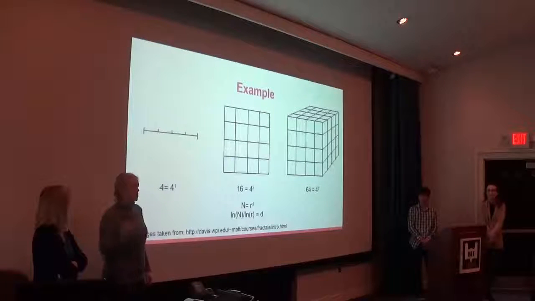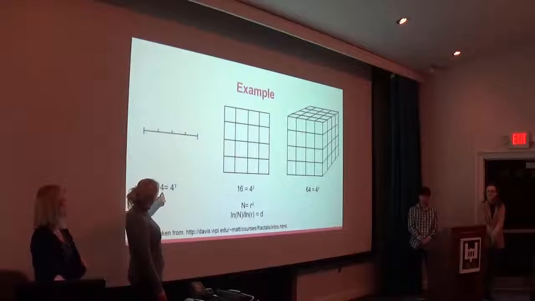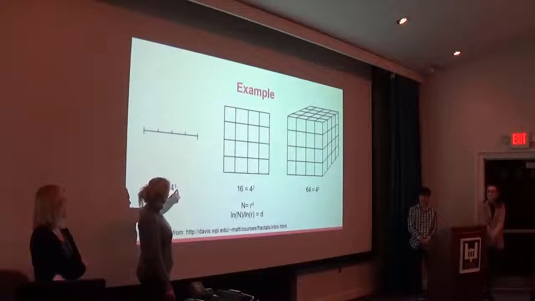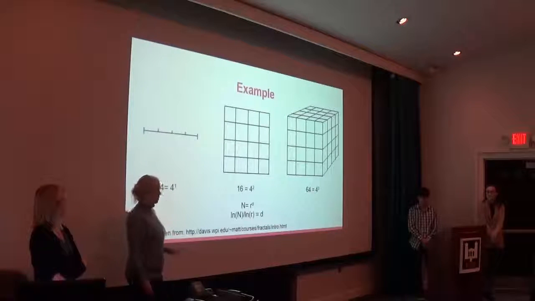So it takes four of those smaller pieces to get the entire line of scale four. So that means that four pieces equals the scale raised to the one, which is your dimension. So the dimension is going to be the exponent in all of these cases.